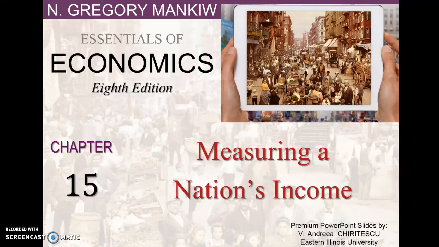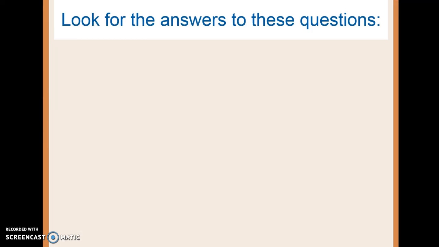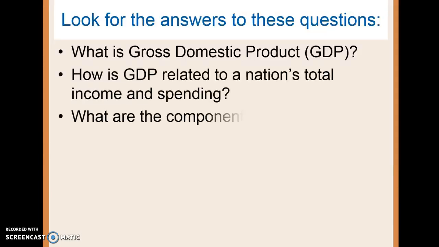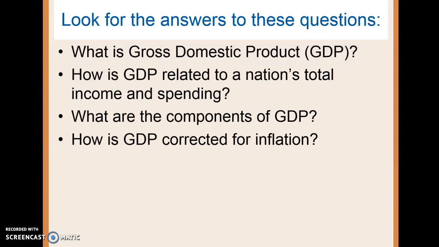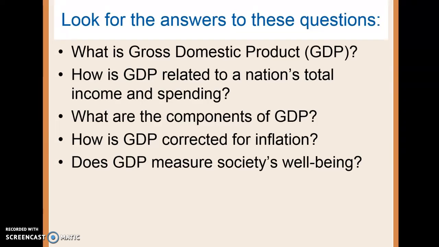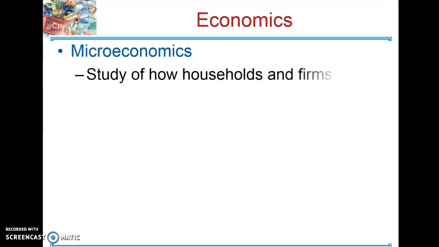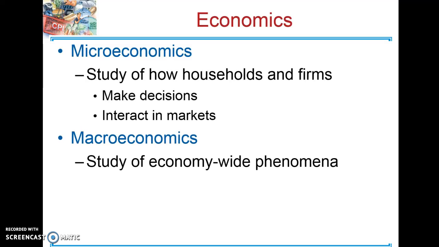The next chapter is called Measuring a Nation's Income. In this chapter, we're going to be looking at gross domestic product and how gross domestic product is related to a nation's total income and spending. What are the components of GDP? How is GDP corrected for inflation? Does GDP measure our society's economic well-being?